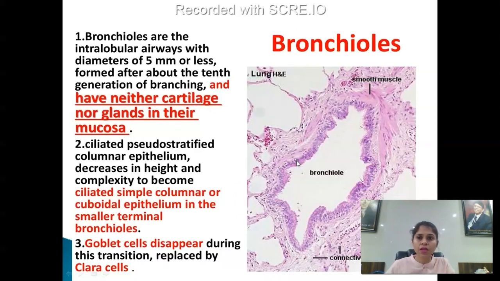And these bronchioles are very beautifully made, and they have a diameter of less than 5 mm. They have neither cartilage nor glands in their mucosa, because these tertiary bronchi are intralobular, inside the alveoli. If they had spasm or cartilage, they would inhibit the exchange of gases, and therefore the body has made them such that they have no cartilage, nor any glands in their mucosa, but they just assist the alveoli to expand.